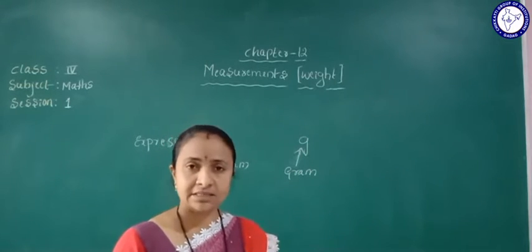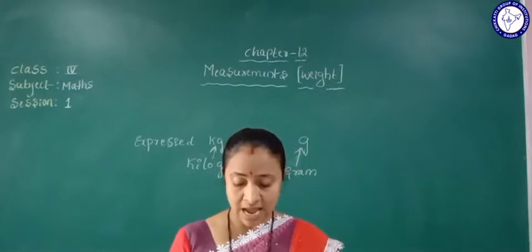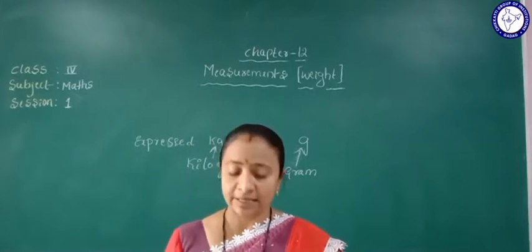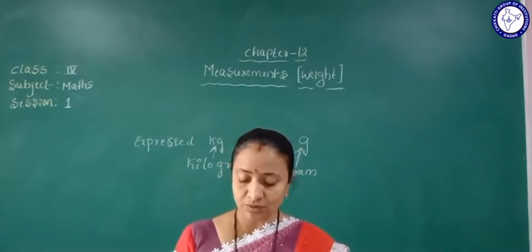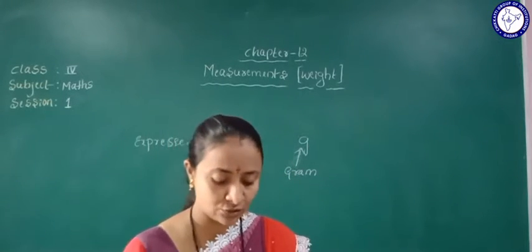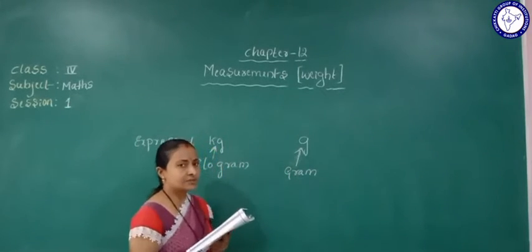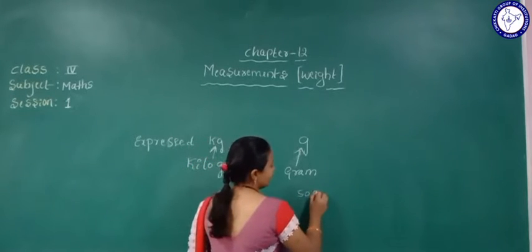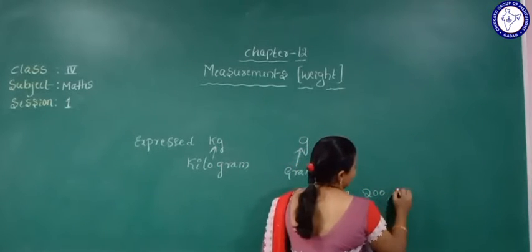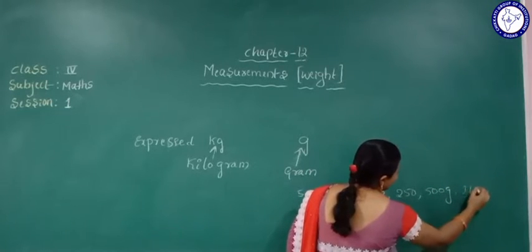Nowadays in a shop, they are not using a beam balance, they are using an electronic weighing machine. It shows the weight in kilogram and also in gram. Here you can understand up to 500 grams: 50 gram, 100 gram, 200 gram, 250 gram, 500 gram, 1 kg.